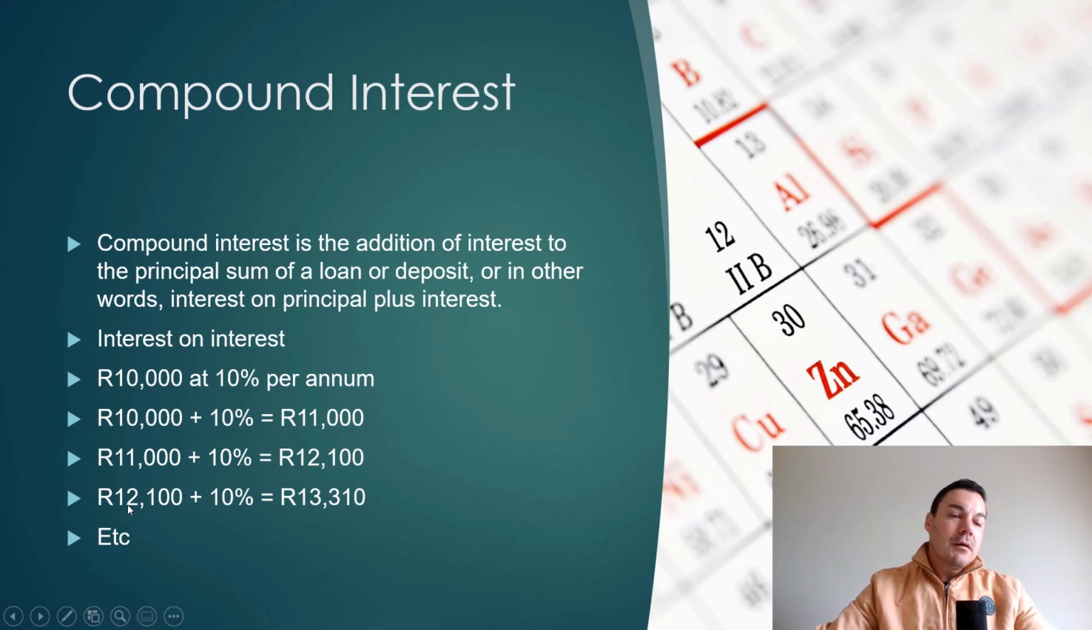Year three would be 12,100 Rand plus 10% equals 13,310 Rand. So you can see each time you add interest on a compounding setup like this, you are increasing the monetary value for each increment. And that's the power of compound interest.